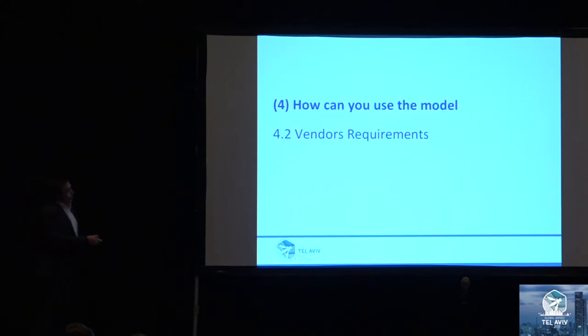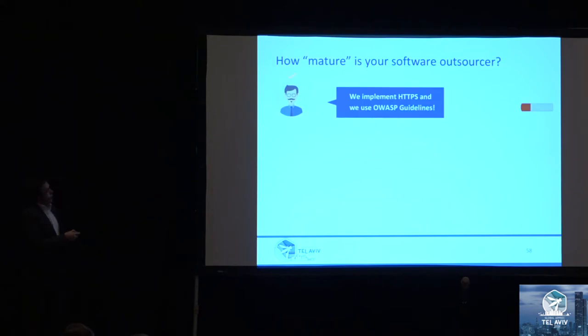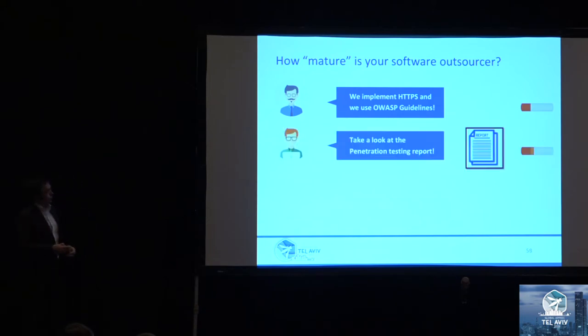So for example, for the vendor requirements, how mature is the software of your outsourcer? Maybe 10 years ago, a lot of vendors said, hey, we are implementing HTTPS and we are using the OWASP guidelines. HTTPS means only that you can authenticate the server to the client and send the information encrypted, but you also have to verify the implementation of the HTTPS. And using the OWASP guidelines doesn't mean much. So the level is low.